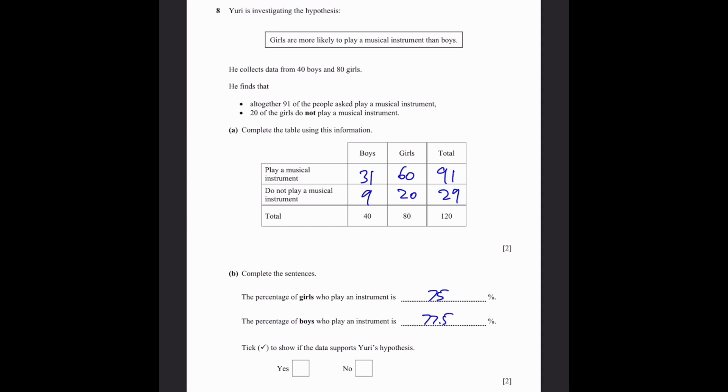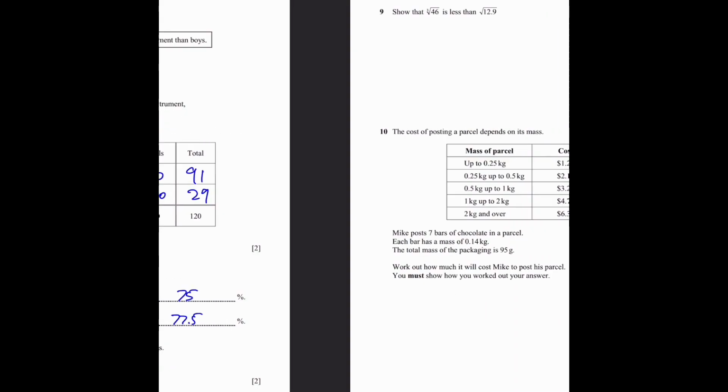And tick to show if the data supports Yuri's hypothesis. Well, here the percentage of boys is higher than the percentage of girls, but he says that girls are more likely. That means that he is wrong, or at least his hypothesis is wrong. So it does not support. That's the answer.